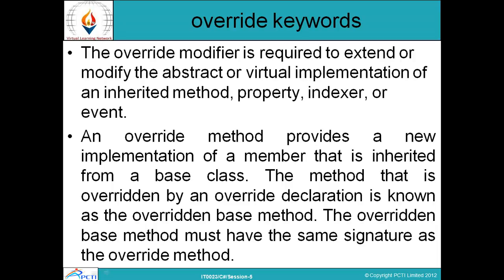Next is the override keyword. The override modifier is required to extend or modify the abstract or virtual implementation of an inherited method, property, indexer or event. An override method provides a new implementation of a member that is inherited from a base class. The method we defined inside the base class, we provide it a new definition or new implementation by using the override method in the derived class.